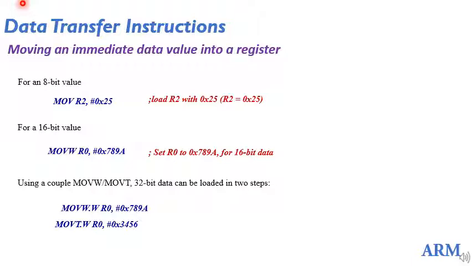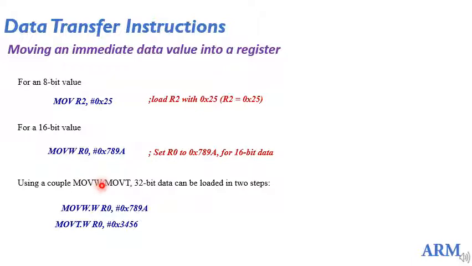So .W corresponds to a 32-bit instruction. Whenever you use a .W, the processor will take the 32-bit counterpart of the instruction, right? Without the .W, it will by default take the 16-bit instructions. Okay. So to move a 32-bit immediate data, the set of these 2 instructions has to be used.